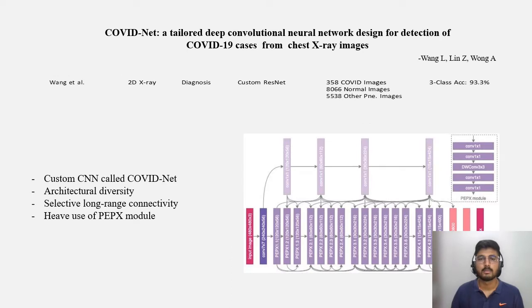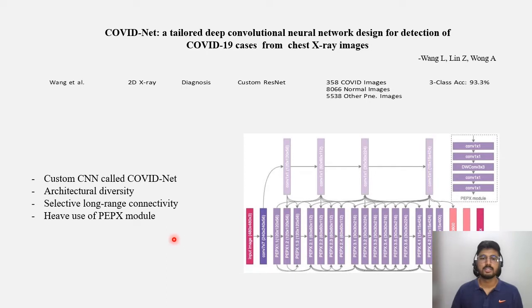After that, some remarkable improvement was made by Wang, Lin, and Wong in a study in which they developed a custom CNN called COVIDNet. This network was trained on COVID images, normal images, and pneumonia images of chest X-rays. They have used a different type of architecture in this model.